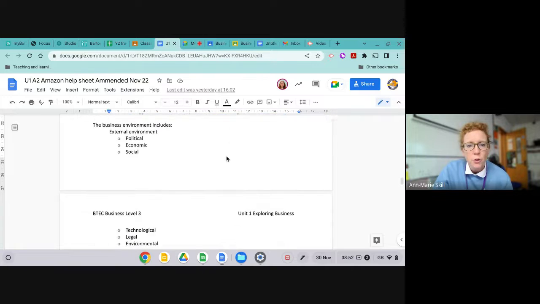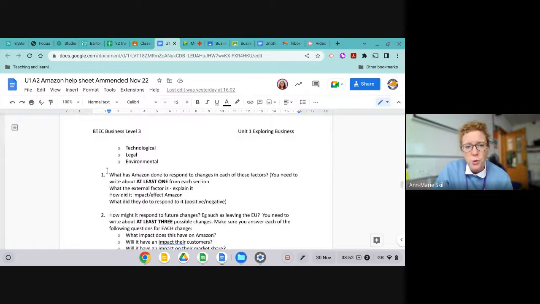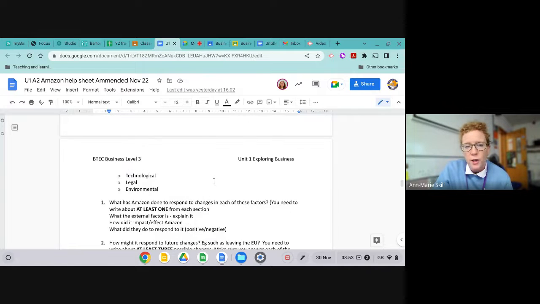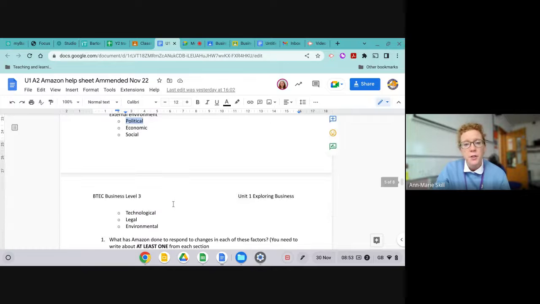So you're going to go through your PESTLE, okay? And for each one, you've got two things to do. What Amazon has done to respond to changes in each of these factors. You need to write about at least one from each section. What the external factor is, how did it affect Amazon, and what did they do to respond to it? So what I want you to do is look in the news, what's happened in politics, what legislation has changed, things like minimum wage, things like COVID rules and regulations. So how did that impact Amazon?